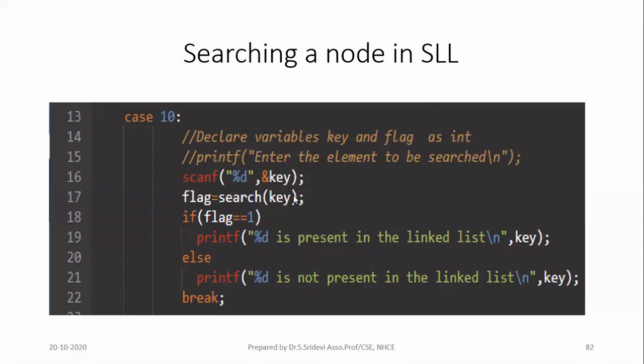Now, I am calling the function search. I am passing the key value. Irrespective of whether your element is present or not, the function will return you some answer. That answer, you store it in a variable called flag. This flag should be declared as integer again. Then you check whether flag is equal to 1. If flag is 1, the meaning is the element you are searching is present in the linked list. So display the message. Else if flag is 0, the element is not present, so you print that the element is not present in the linked list. So I am writing this as case 10.